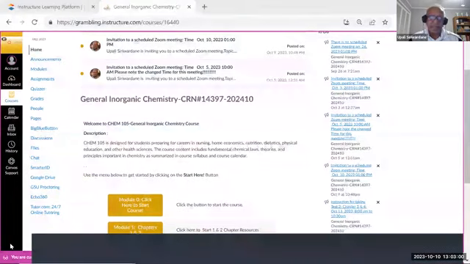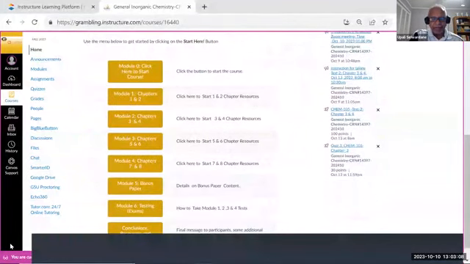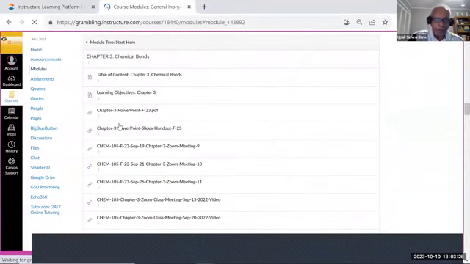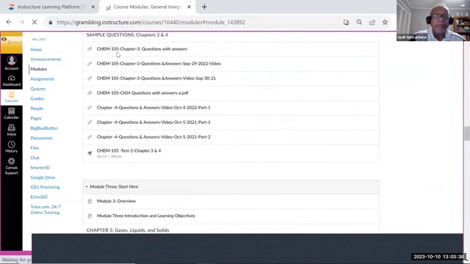Okay, this is the Canvas web page. I'm going to show you where you can get resources for Chapter 3 and 4. Module 2. You click on here, Module 2. So we go to Module 2 right here. When you go down the Module 2, at the bottom there's sample questions for Chapter 3 and 4.